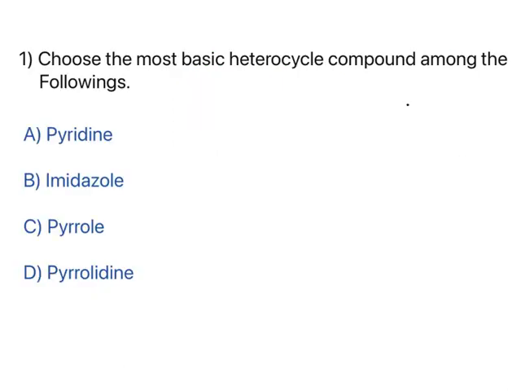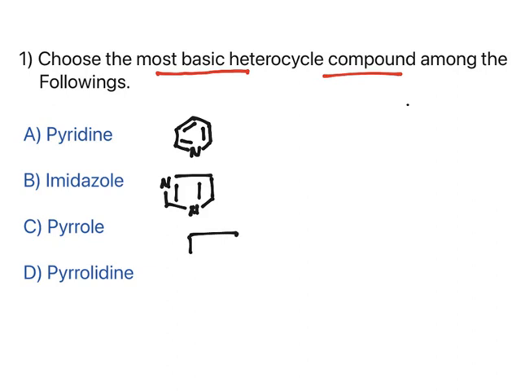Let's get into the topic. Now, choose the most basic heterocyclic compound among the followings. This is a concept-oriented question. You need to know the structures as well as theories of acid and base. This is the structure of pyridine, a 6-membered ring, right? Imidazole, a 5-membered ring with 2 nitrogens. Pyrrole is the simplest 5-membered ring with this structure, right?